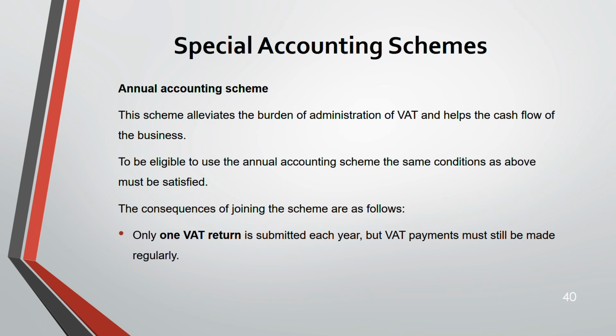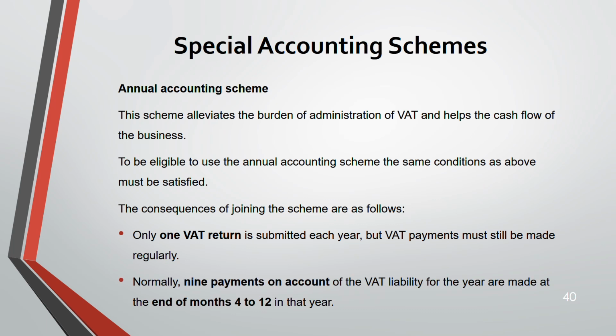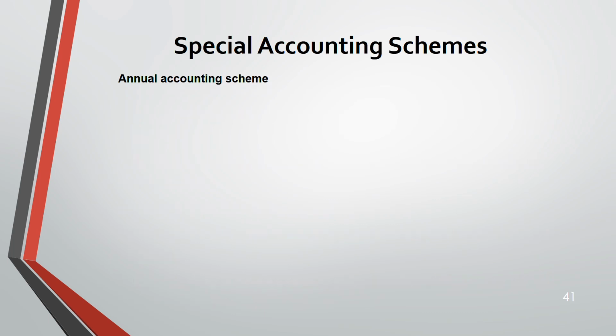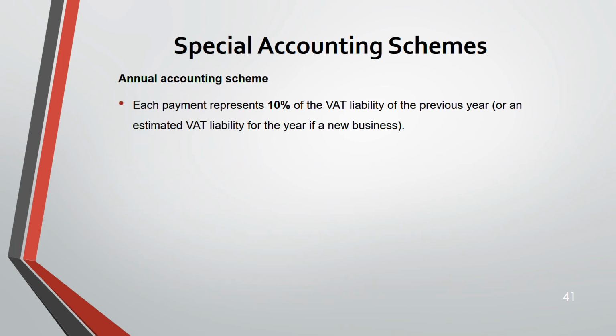Annual, right? Only one VAT return is submitted each year. But payments must still be made regularly. Normally, 9 payments on account of the VAT liability for the year are made at the end of months 4 to 12 in that year. Remember these dates, and remember under which scheme it falls. Often students get confused among the schemes.